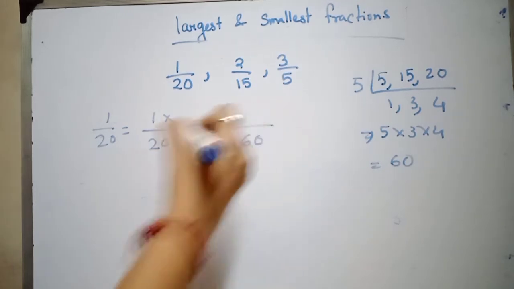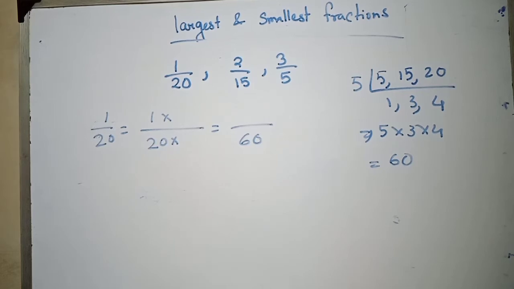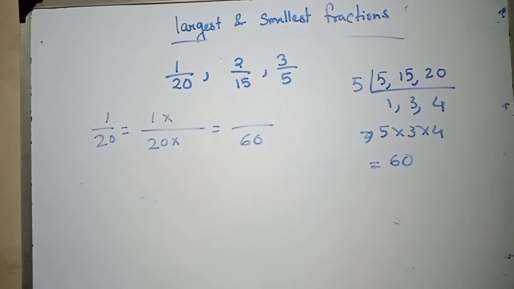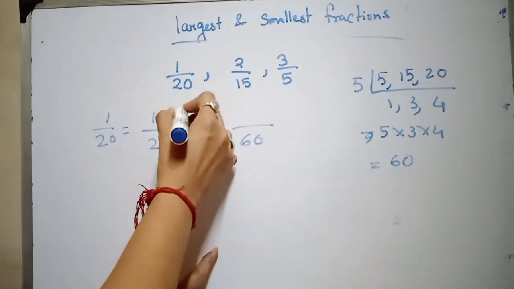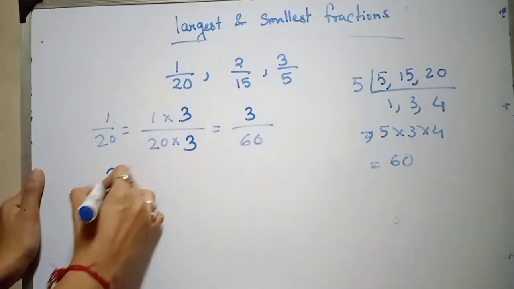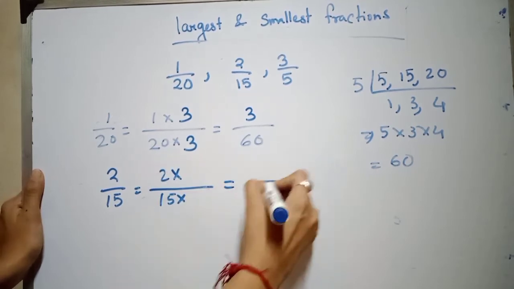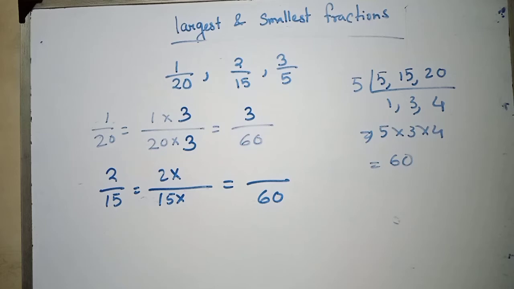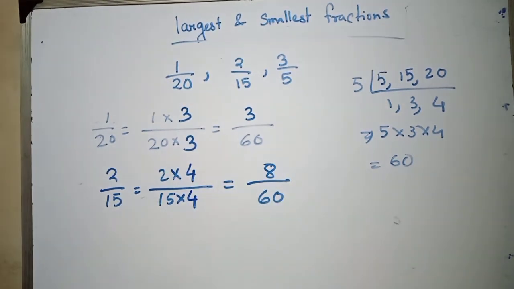fraction 60. So I have to multiply 20 with some number so that it will be 60. I know 20 into 3 is 60, right? 20 can be multiplied with 3 to get 60. So I will multiply the numerator also, and this will become 3 by 60. Then 2 by 15: 15 into something gives us 60. If you remember the table of 15, 15 fours are 60. So I will multiply the numerator also, and this will become 8 by 60.